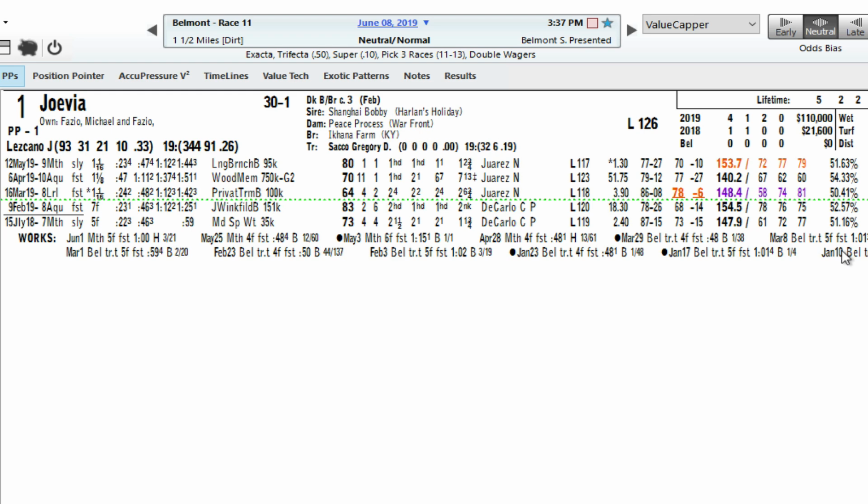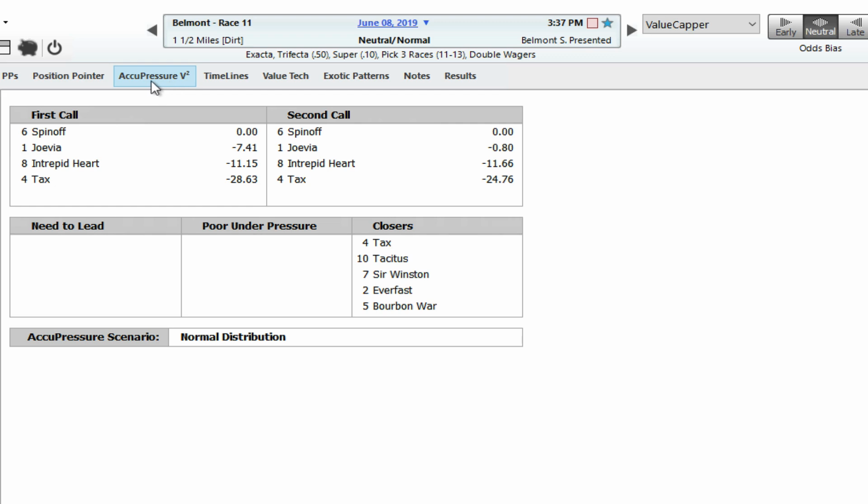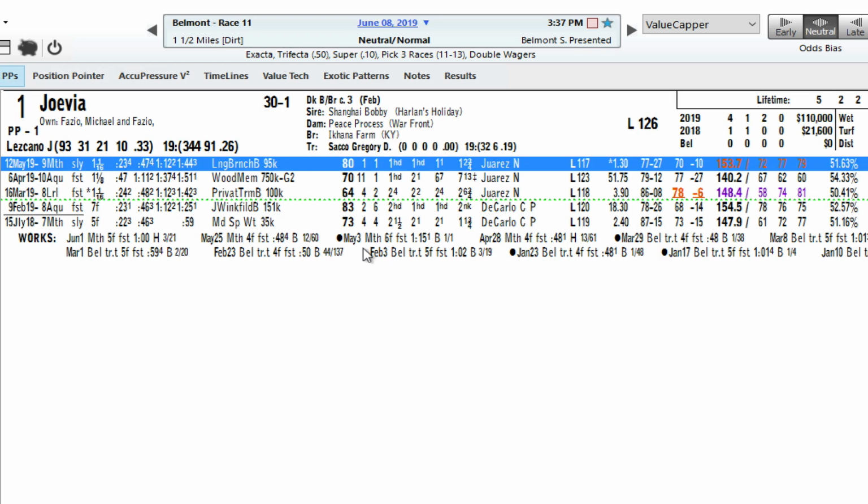When we look at Joevia, this is another dedicated horse, but it's a dedicated early horse. I don't know if it will be able to get the lead from the 6 horse. I just don't. The way Acupressure has it, Spinoff should be able to get on top of Joevia. I'm not sure it's fast enough. Its energy percentage is all over the place, and it's the longest shot in the field, which never scares me.